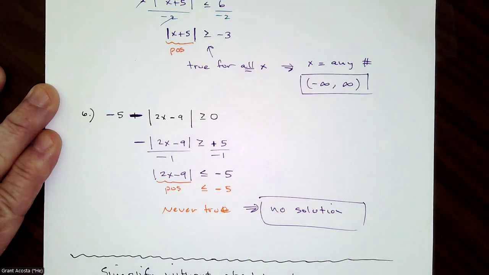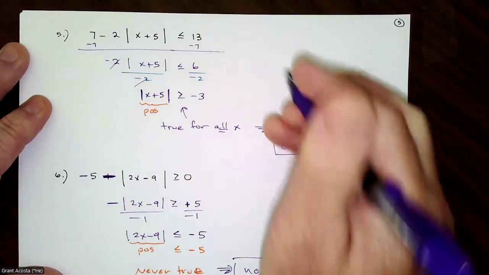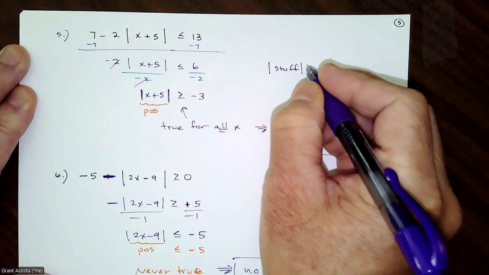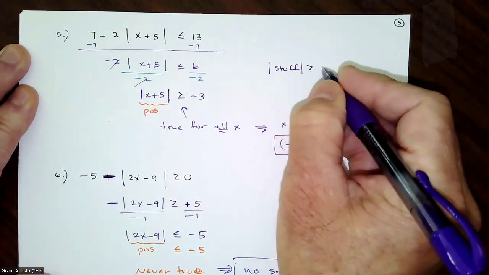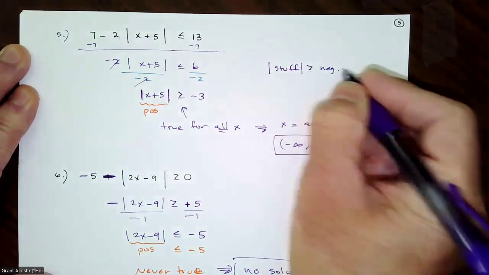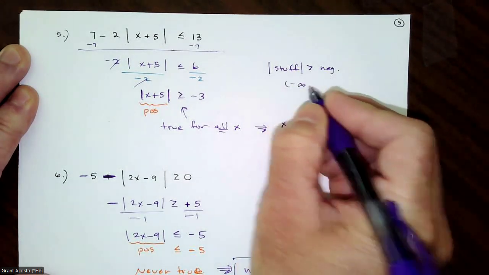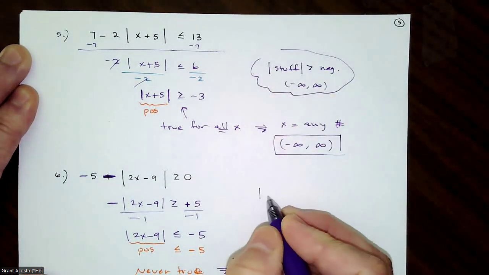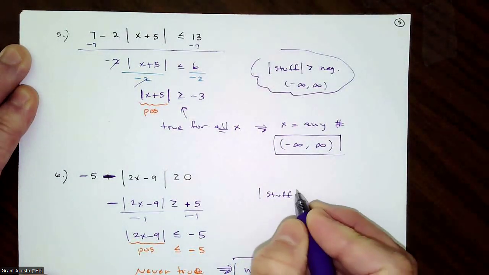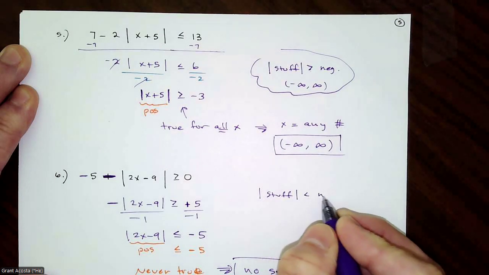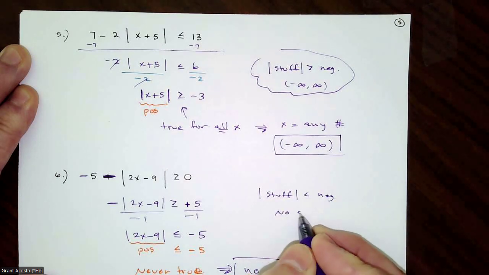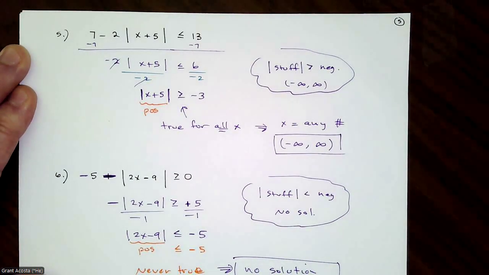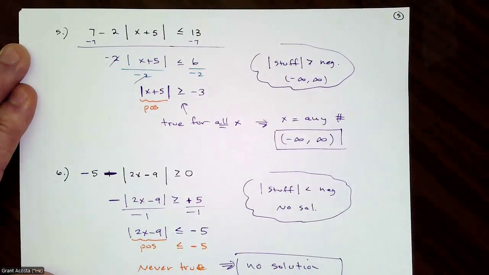Okay. And I suppose for both of the examples, you could sort of generalize here that if you get it down to the absolute value of stuff is greater than or even greater than or equal to a negative number, that's going to be -infinity to infinity. It'll always be true. But if you end up with absolute value of stuff is less than or equal to a negative number, that's always going to be no solution. So watch out for that.